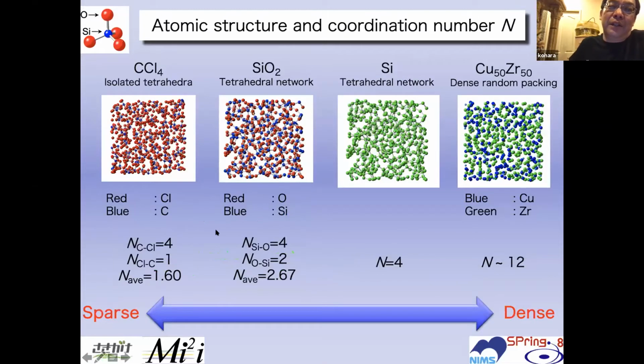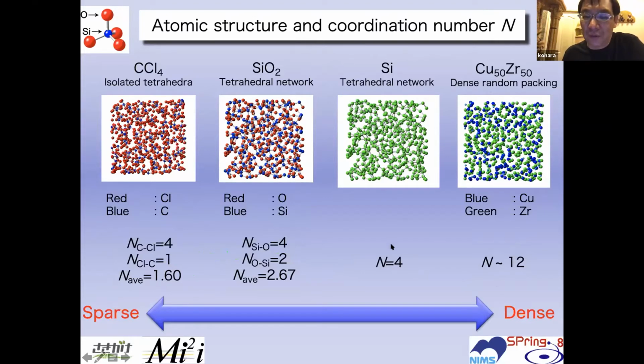Okay, so this slide shows atomic structure and average coordination number. This is carbon tetrachloride, silica, silicon, and copper zirconium metallic glass, with dense random packing. The coordination number is almost 12. It is a very, very densely packed structure.